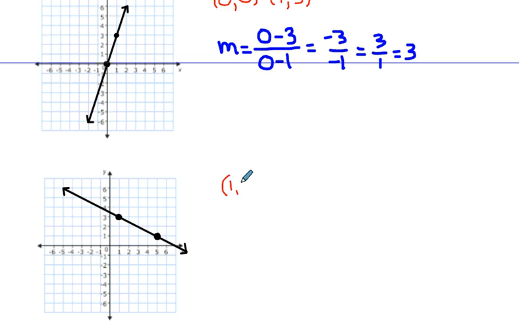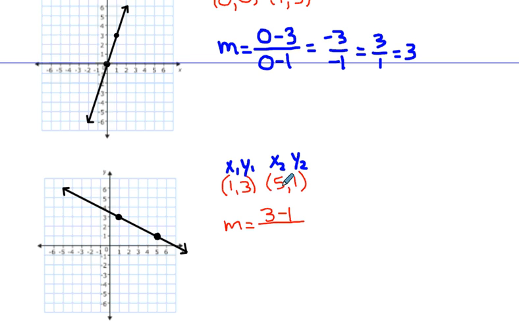Again, I'm going to go ahead and write down those points. I have 1, 3 and 5, 1. I'm going to plug those into my formula once again. Hopefully you've written it down. In my numerator, it's y1. Oh, wait, we want to label those. x1, y1, x2, y2. Now we want to go ahead and plug those in.